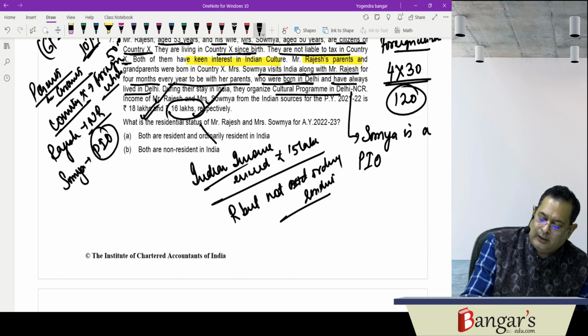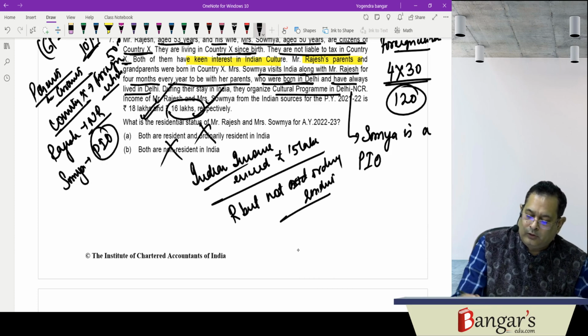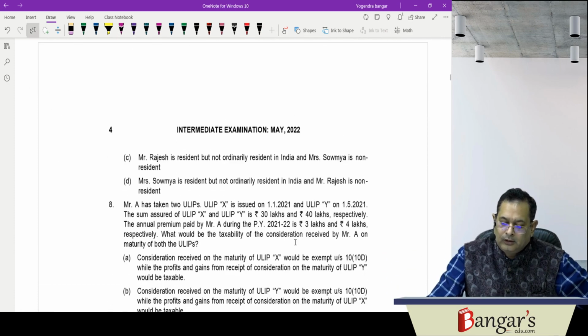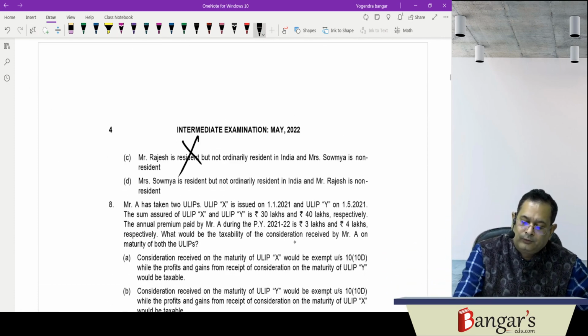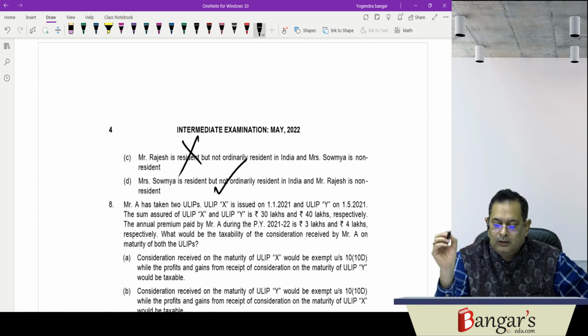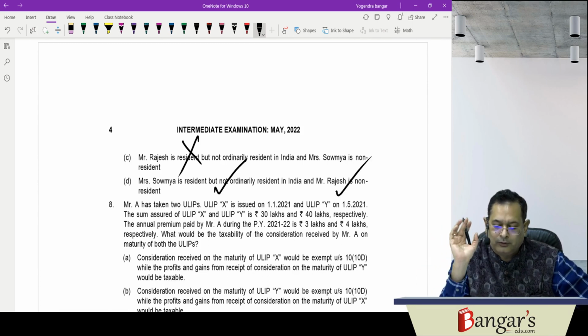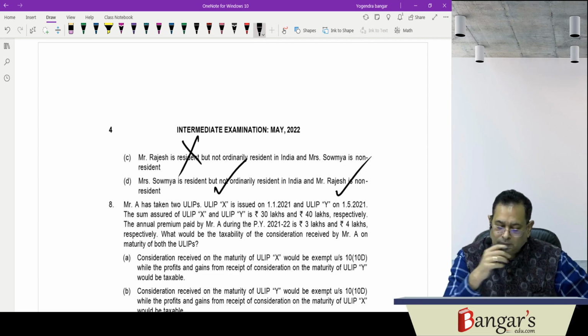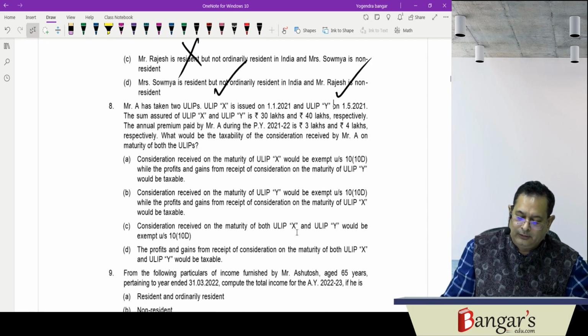So both are resident in India, that's wrong. Both are non-resident, that is also wrong. Rajesh is resident, no. Rajesh is NR. Soumya is resident but not ordinarily resident, this is correct. And Rajesh is non-resident. Now, let us see question number 8.